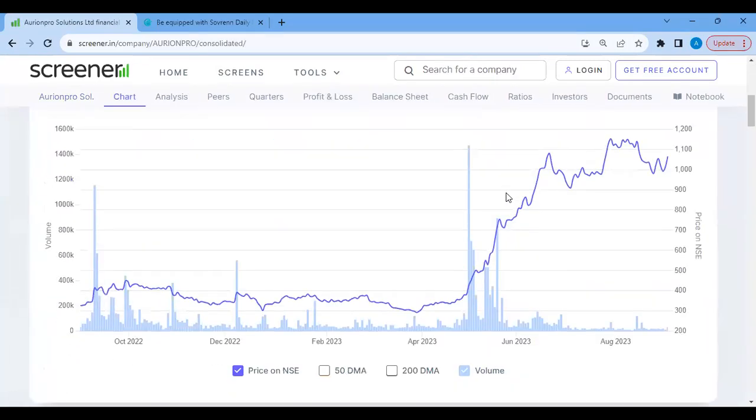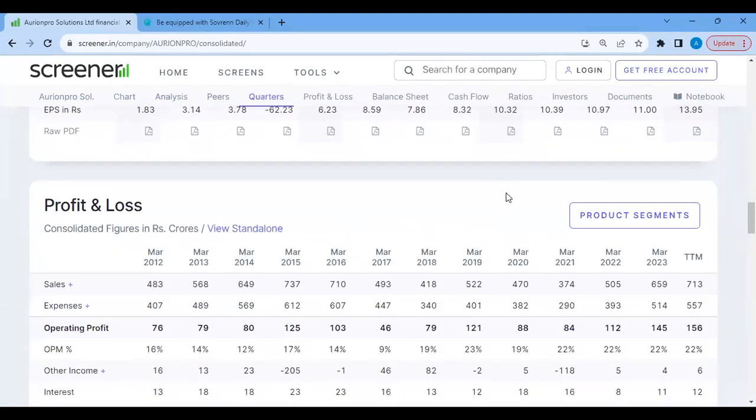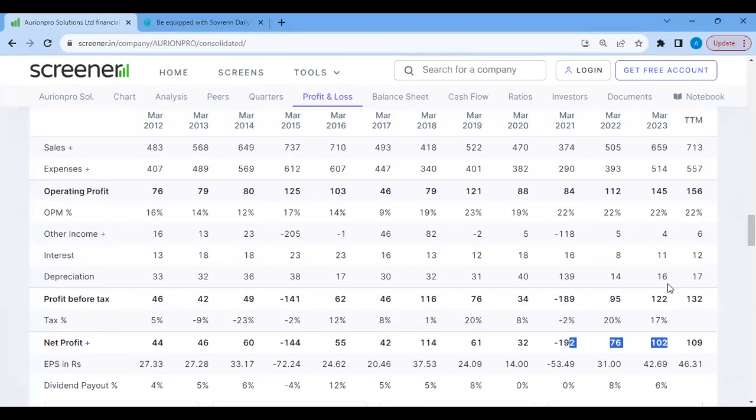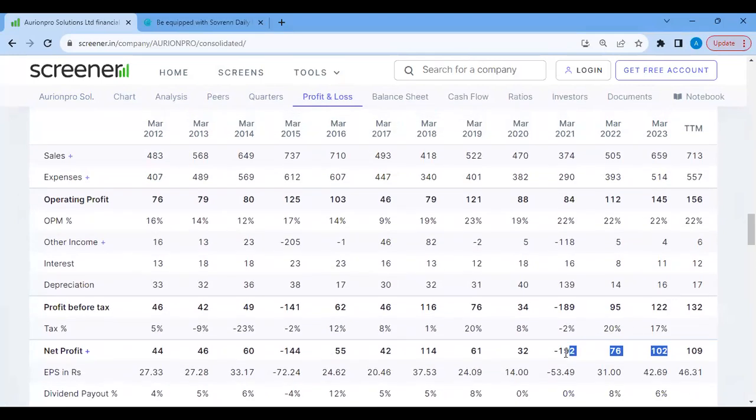Now, is this company growing fast? Yes or no? From March 21: minus 192, 276, 202, and last 12 months, 109. It is growing at 30% per year or more than 30% per year. It's a fairly fast growth company.